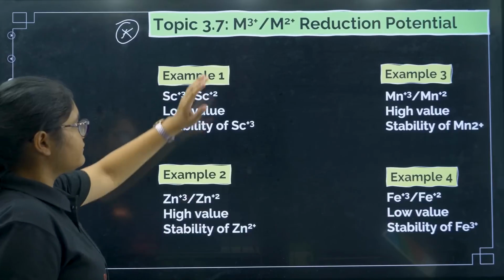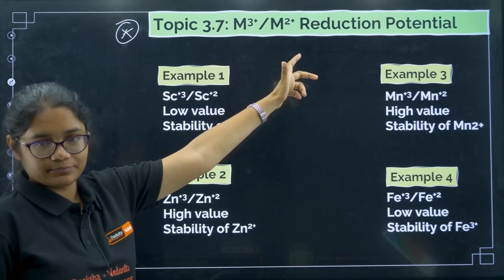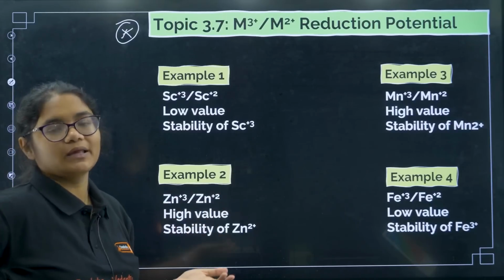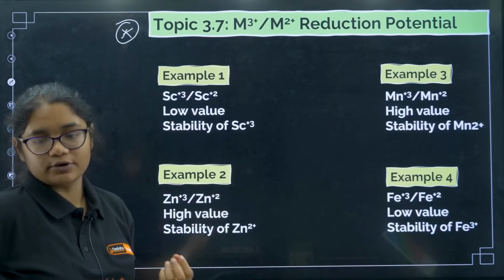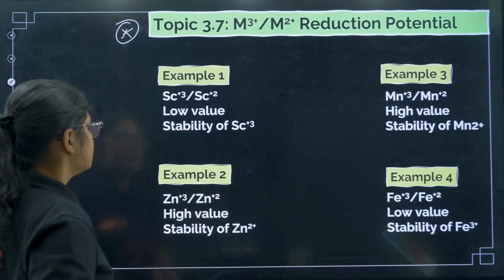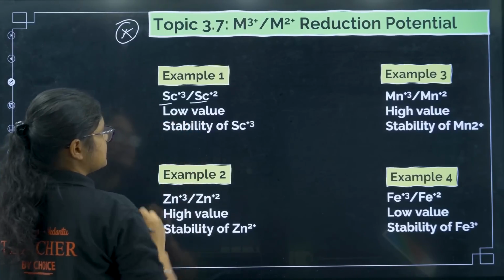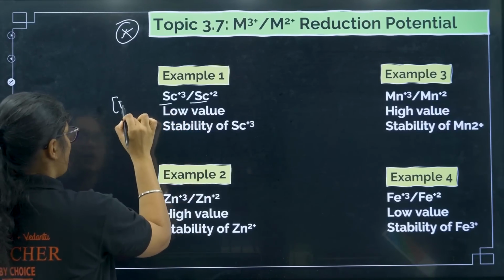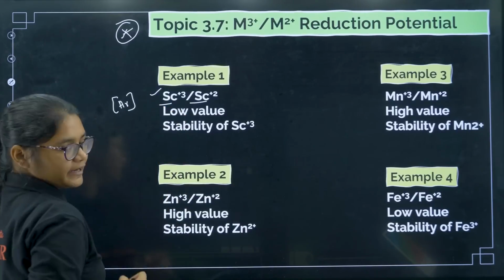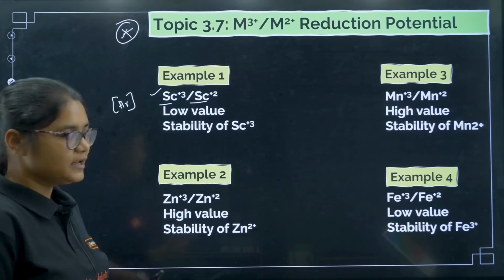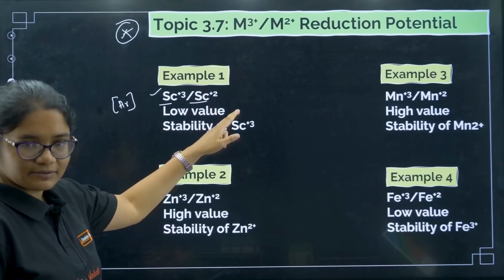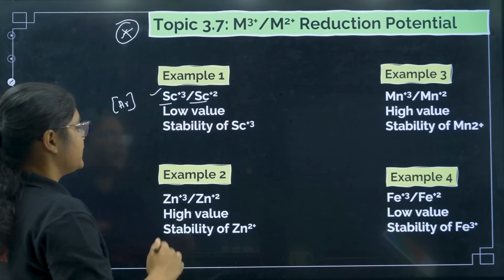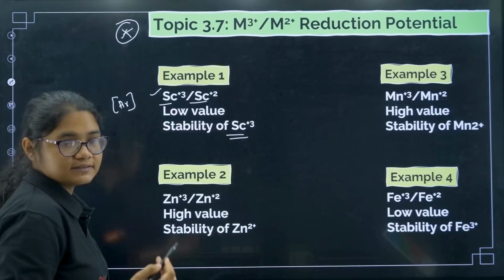Okay, next, M plus 3 to M plus 2, this is also a very important topic and my favorite. So again here, if M plus 3 to plus 2 is easy, if you can easily convert it, if it is a happy conversion, then E naught value will be higher. If it's a difficult conversion, then E naught value will be less. So if you see here, Sc plus 3 to Sc plus 2, scandium 3 plus has exactly the noble gas configuration of argon. It's already in a happy state. You are converting it into a less stable state, so that is why the E naught value will be very less. Because stability of Sc plus 3 is more.